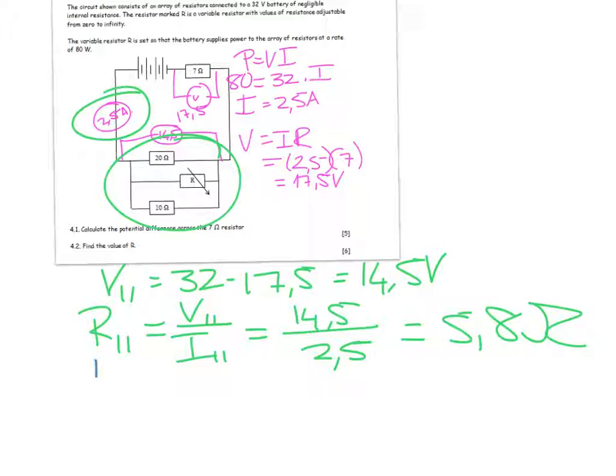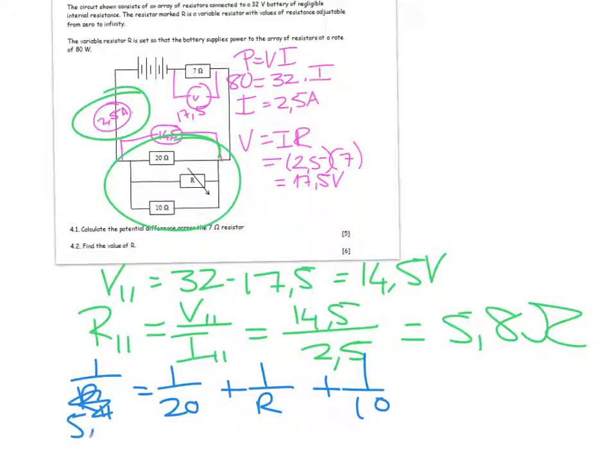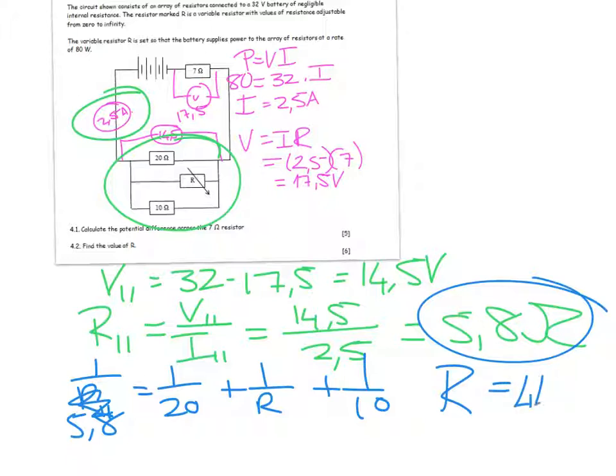Now I can say 1 over R parallel is equal to 1 over 20 plus 1 over r plus 1 over 10. And this isn't r parallel, it's 5,8 because I just worked it out. And when I plug that into my calculator, r turns out to be equal to 44,6 ohms.